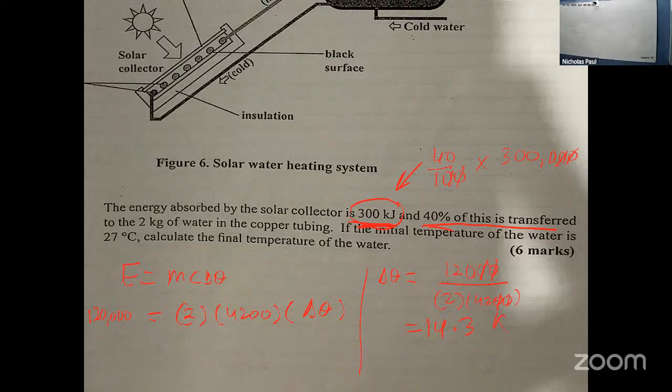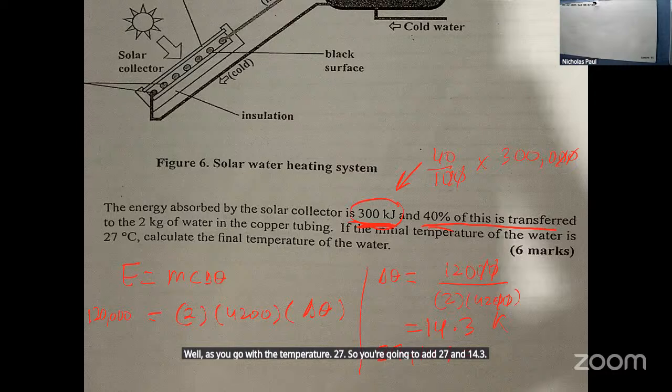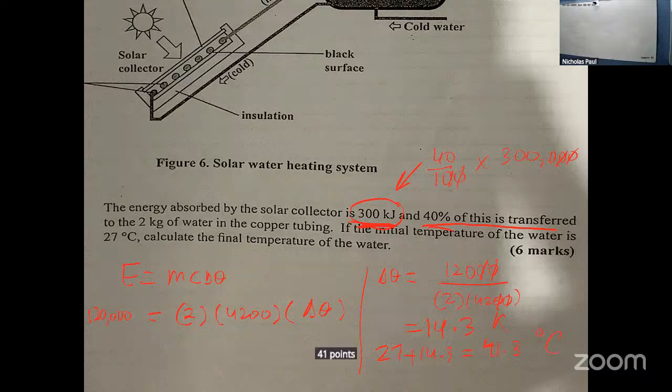What was the first temperature? 27. So you're going to add 27 and 14.3. That would be a temperature in degrees Celsius. How much is that? 41.3 degrees Celsius. You okay with that? Right. So that's the end of the thermal. Okay. So we finished up thermal and mechanics.